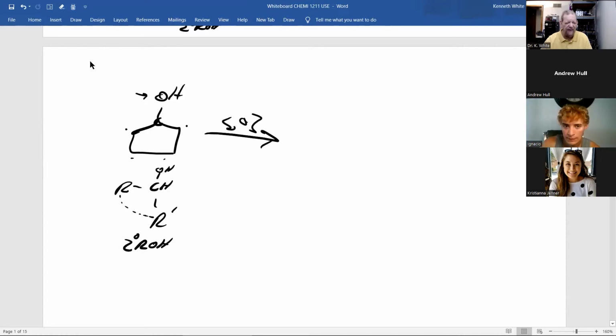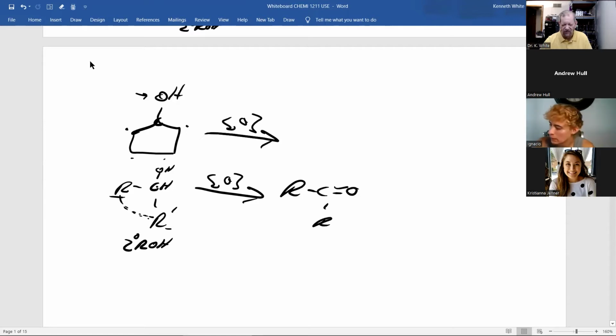Again, this carbon is this carbon right here. Over here, I have the beginning of R prime. Over here, the beginning of R, and they're bonded together through other carbons. In this case, this molecule is a secondary alcohol. And if we oxidize it, you know what you'll get. You lose 2 hydrogens, and you form a carbon-oxygen double bond.